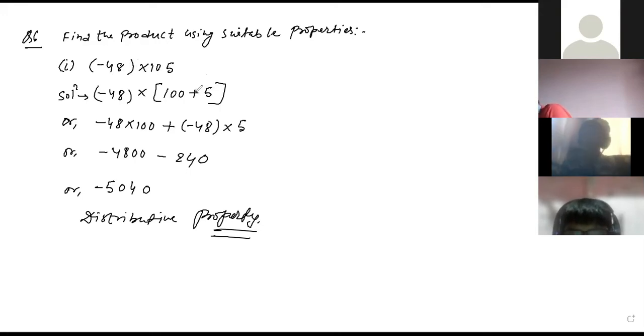Like 28 into 100, directly we can say 2800. 50 into 100, directly we can say 5000. But 40 into some other number is not that easy to multiply. That's why we choose to break the value in 100 terms.